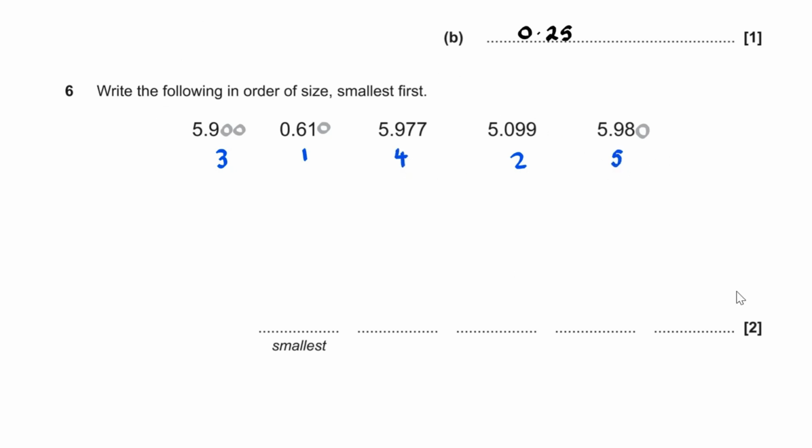So when we come to write down the numbers in order of size, with the smallest first, well, we've got the 0.61 being the smallest, followed by the 5.09, followed by the 5.9, followed by the 5.9, followed by the 5.977, followed by the 5.98. Here are the numbers in order of size.